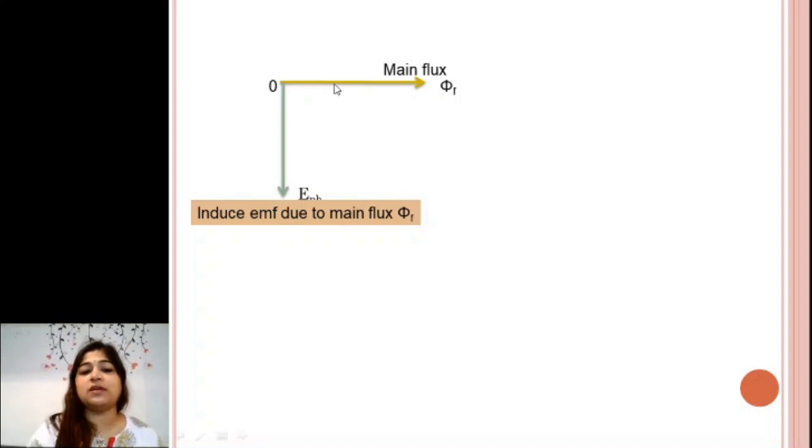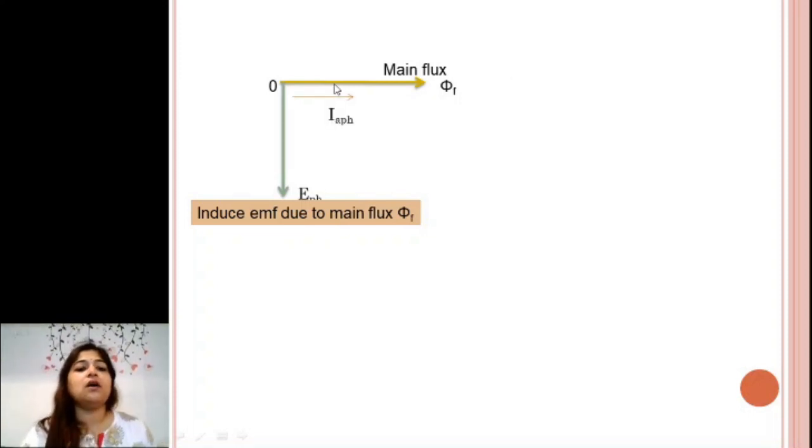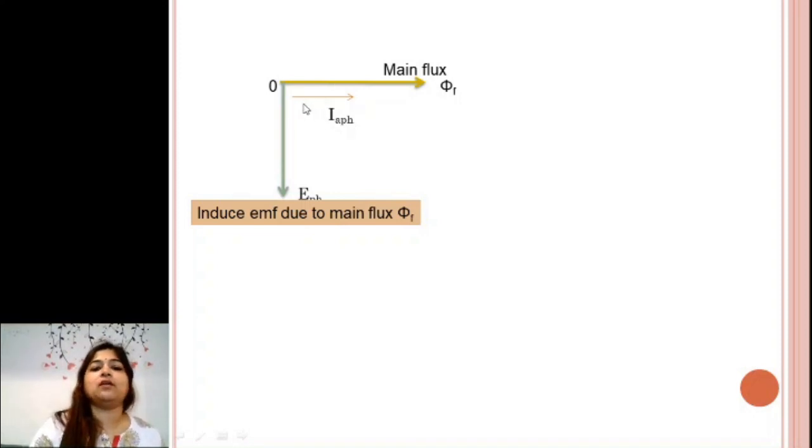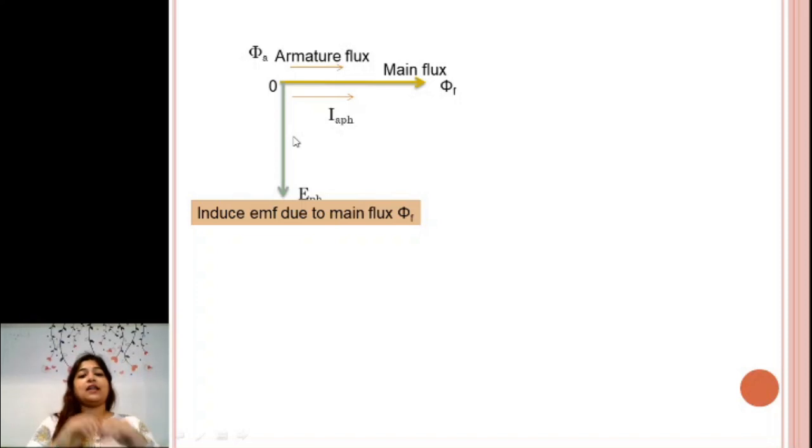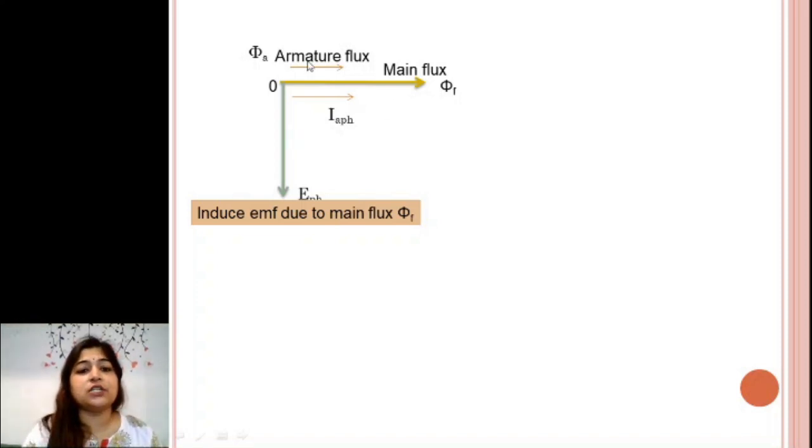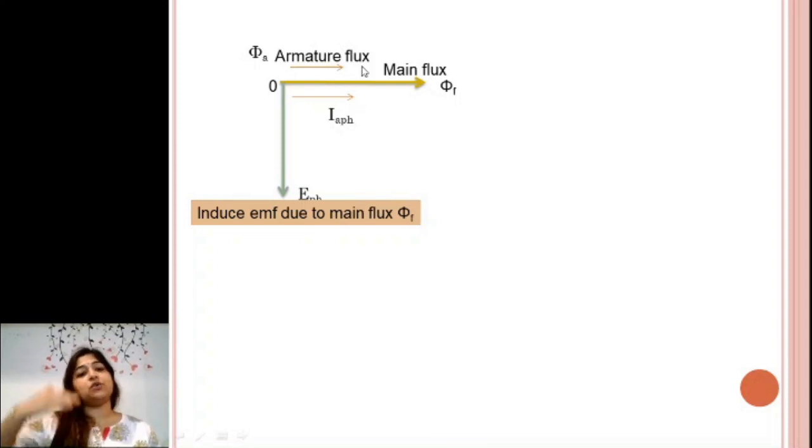I should draw the IPH in phase with the main flux, obviously, because it is leading, so I have to draw it here. Now if this is IPH, the flux which is produced because of this IPH, that is armature flux, will be in phase with this. Now if you see carefully the relation between armature flux and main flux, they both are in phase with each other. They are supporting each other, and because they are supporting each other, the overall magnetizing effect strengthens, and that is why to keep the EMF constant, you need to decrease the field excitation, right?